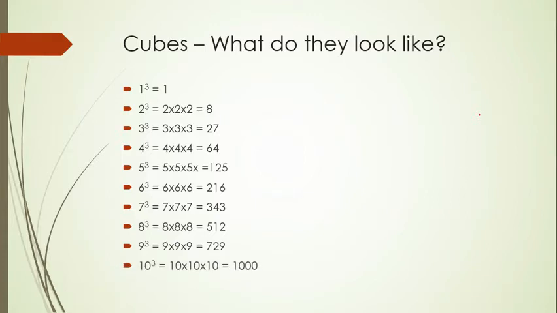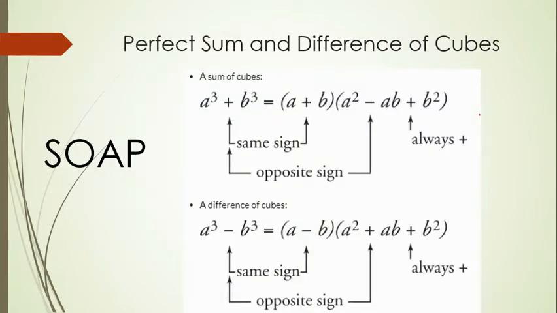So you should be familiar with these numbers. It will make it a lot easier to be able to do the cubic factoring. All right, so we have two ways of doing cubic factoring. The sum of cubes means that two cubes are being added, while the difference of cubes means that two cubes are being subtracted. So what does SOAP stand for?